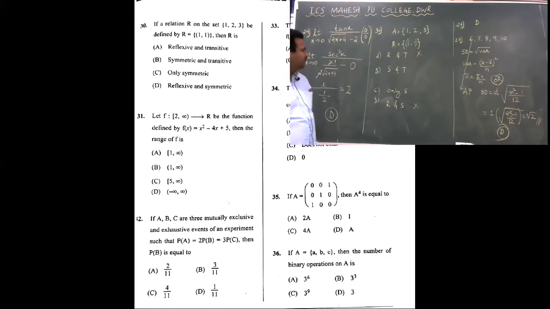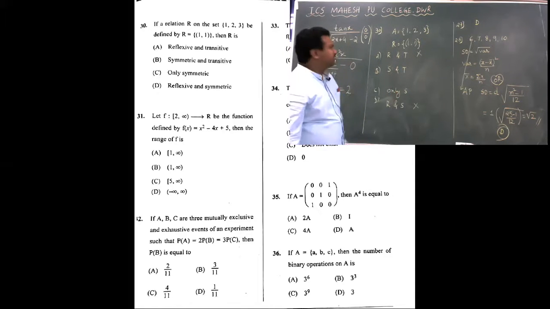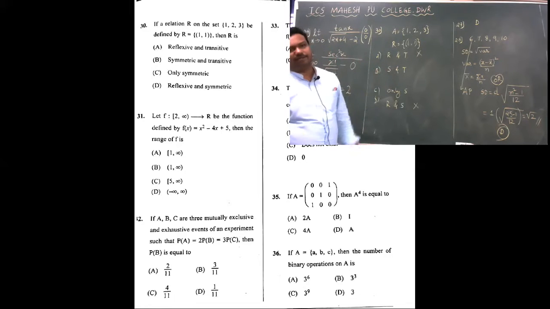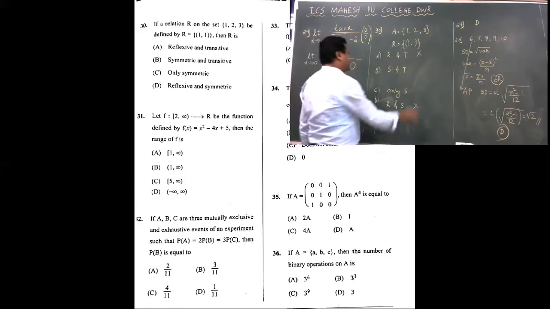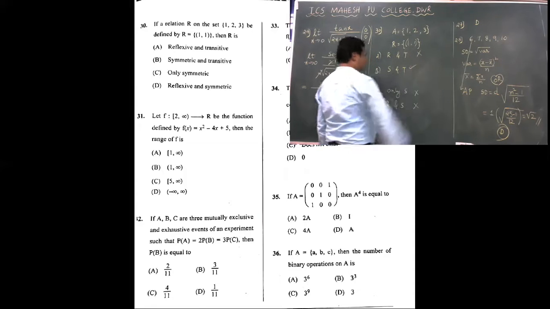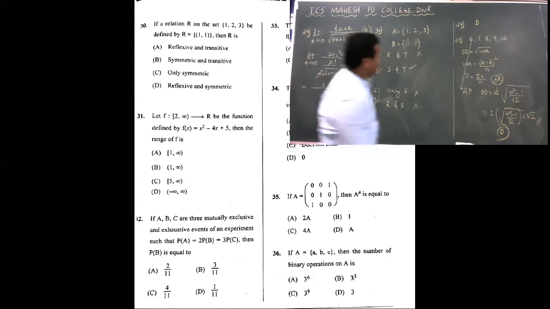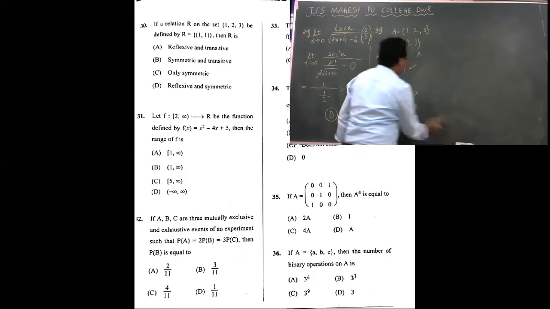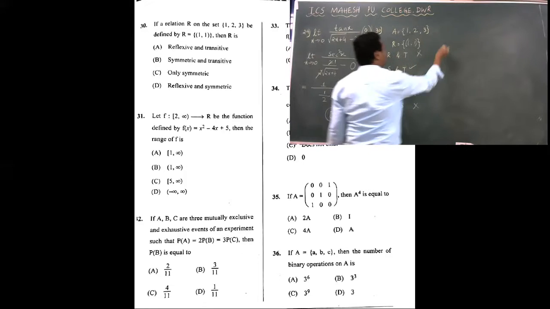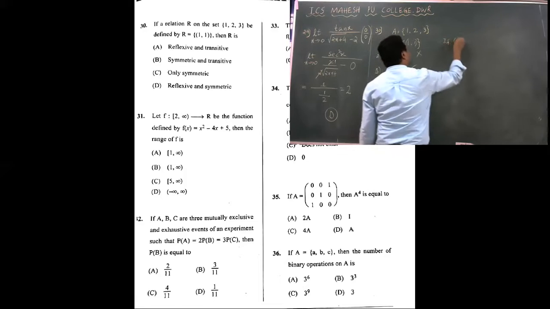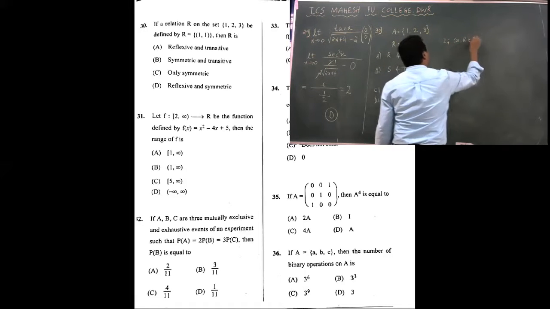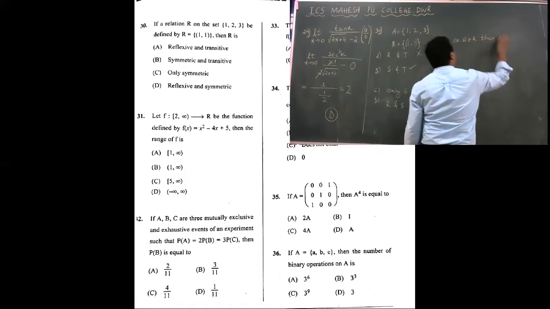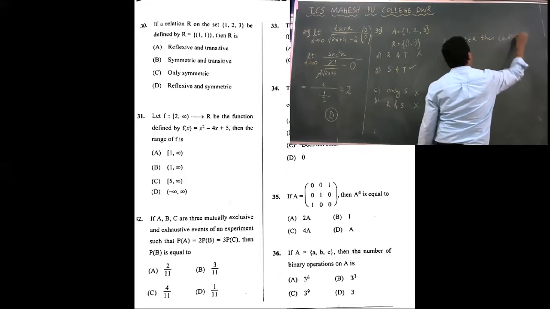Clear? Next, let us consider only symmetric. Only symmetric will not work, because there exists the transitive property. This relation is symmetric as well as transitive. Why is it symmetric? If a comma b belongs to R, then b comma a also belongs to R.